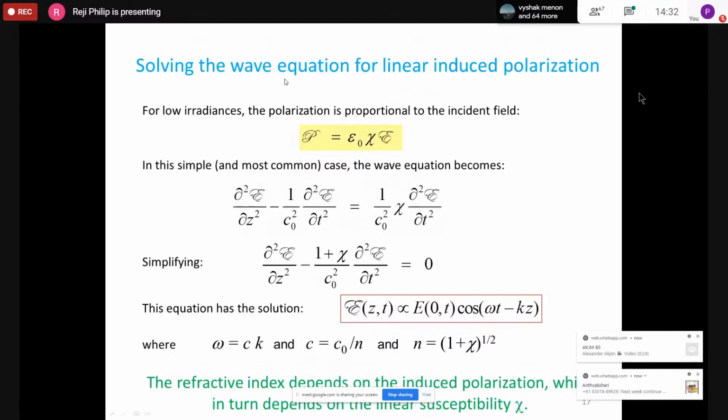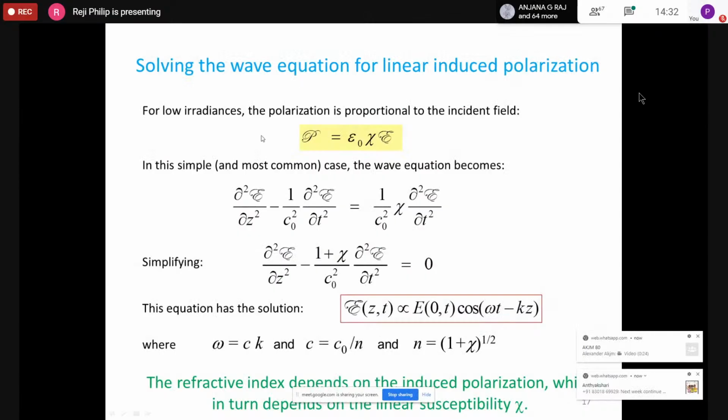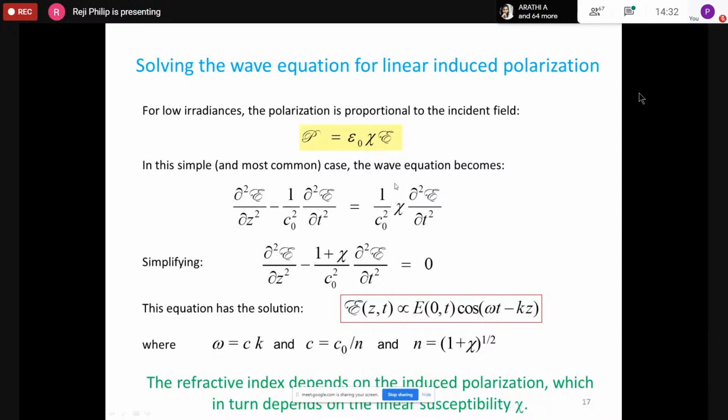So now let's try to solve the wave equation for linear induced polarization. For low irradiances, that is when the input light is not very strong, the polarization is proportional to the incident field. So our linear equation is P equals epsilon naught chi E. And in the simple case, for the wave equation you just need to rewrite P like this. And then the LHS remains the same. In the RHS, you can write 1 over c naught squared chi d squared E by dt squared. So this can be rewritten in this form.